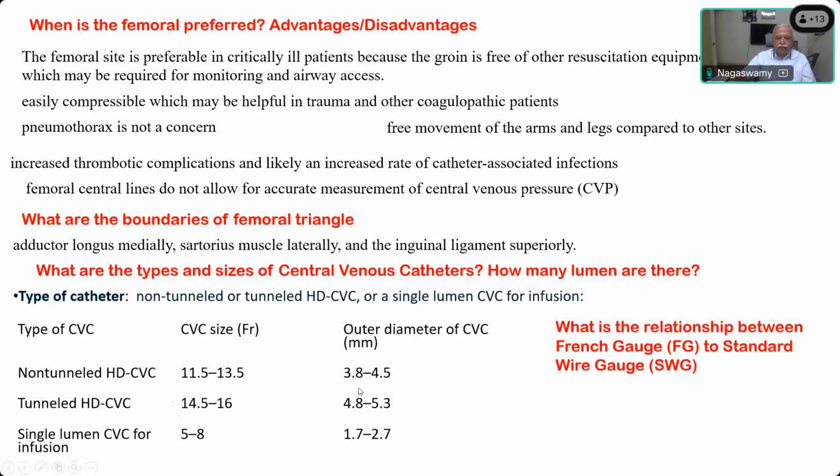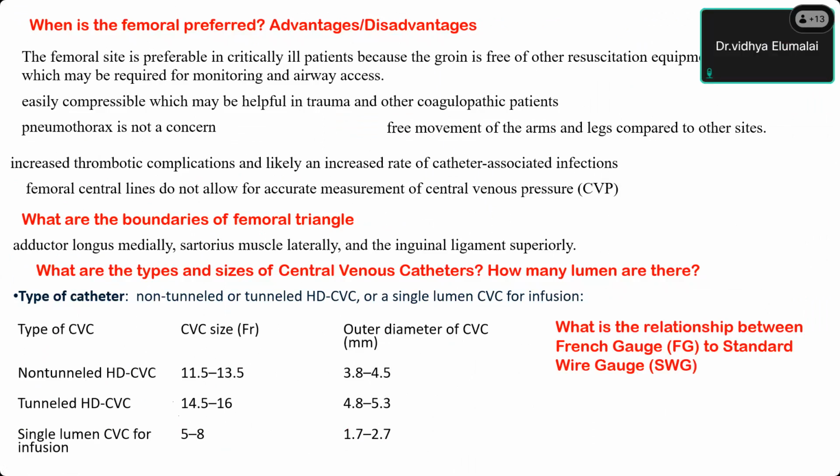What is the answer? 4, sir. It is roughly 3.8. Similarly, if you divide 16 by 3, 5.3. So French gauge number divided by 3 will be the outer diameter in the standard wire gauge in millimeters. Okay, that is the relationship always. What are all the cannulas or catheters which are measured in French gauge apart from the central venous catheters?